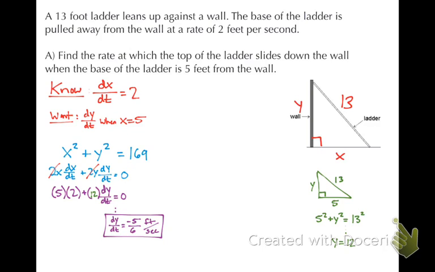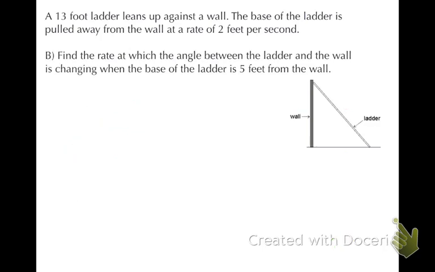Let's stick with the scenario and do one more problem, that's going to bring in actually a little bit of trigonometry, which will be fun for us. So same situation, 13-foot ladder. Let's use the same names to stay consistent here. All right, we still know that dx/dt is positive 2. That hasn't changed. Okay, but what we want has changed here.